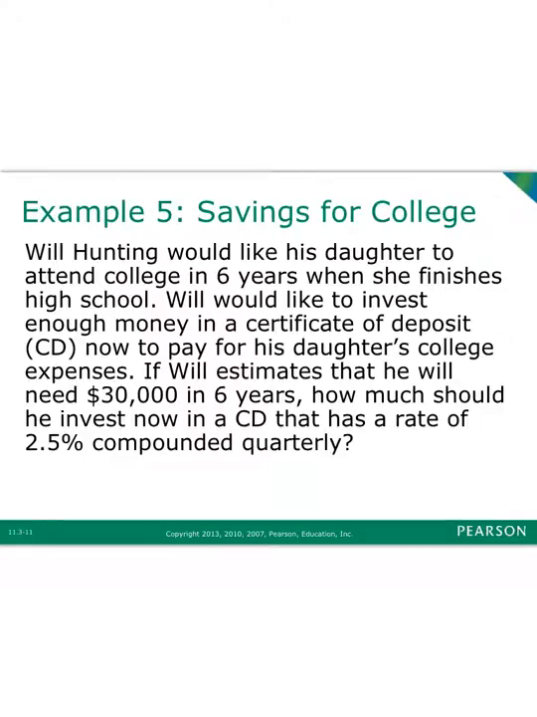So here's our example for college savings. Will Hunting would like his daughter to attend college in 6 years when she finishes high school. Will would like to invest enough money in a certificate of deposit, CD, now to pay for his daughter's college expenses. If Will estimates that he will need $30,000 in 6 years, how much should he invest in a CD that has a rate of 2.5% compounded quarterly?